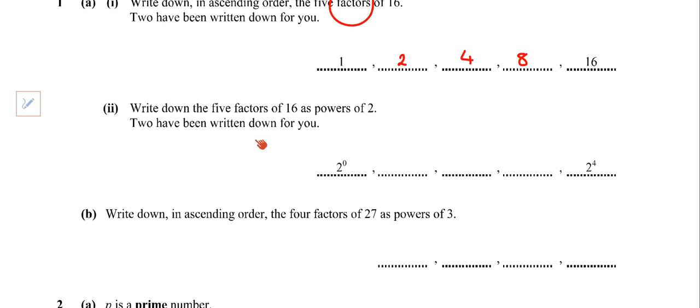Said, write down the 5 factors of 16 as powers of 2. So it's there to help you. 2 to the power of 0 is 1, so they've given you that. 2 to the power of 4 is 16, they've given you that. So now you just have to think, all right, 2 is 2 to the power of 1, 4 is 2 to the power of 2, and 8 is 2 to the power of 3.